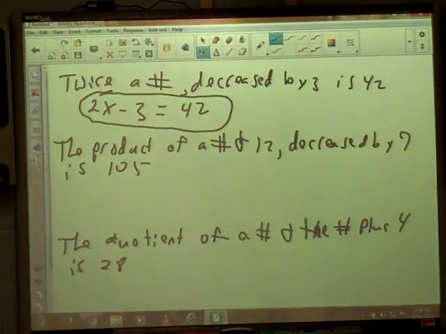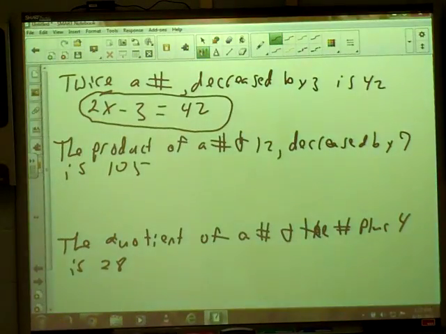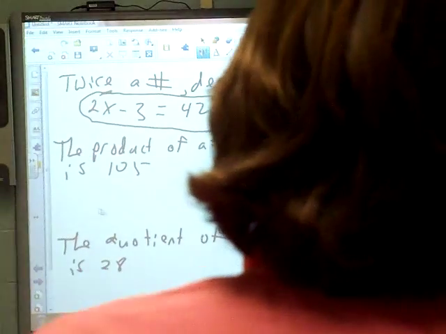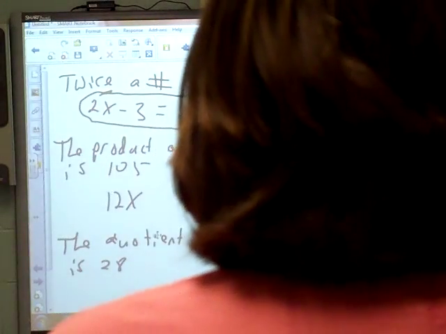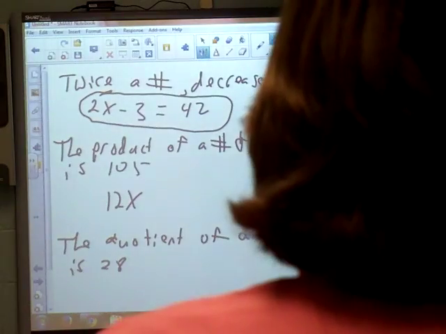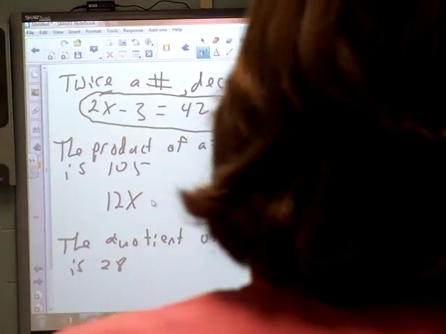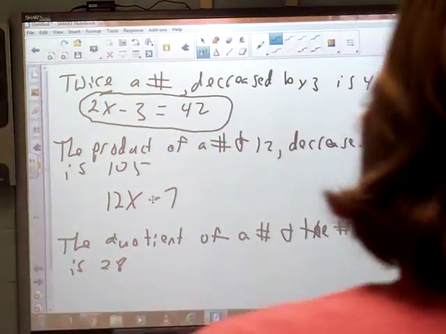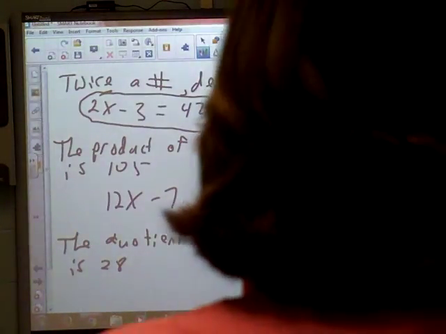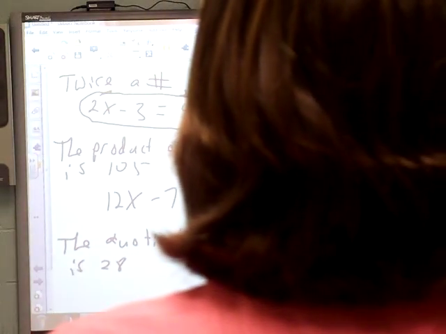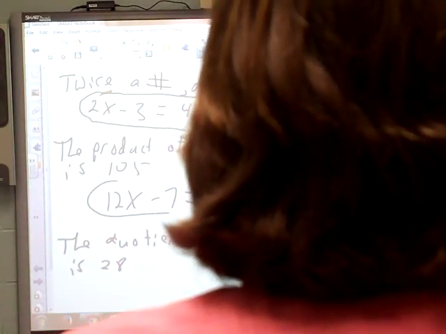The product of a number and 12. So I'm going to have a letter with a 12 somewhere, but what does product mean? Add, subtract, multiply, divide. Multiply, product is the answer to a multiplication problem. So I've got my number times 12. Most of the time we just write that as 12x, right? So the product of a number and 12 decreased. You told me on the last question what decrease meant. Subtract, decrease by 7. So there's an expression. But keep reading. Is turns it into an equation. Is 105. Okay, everybody can do that?